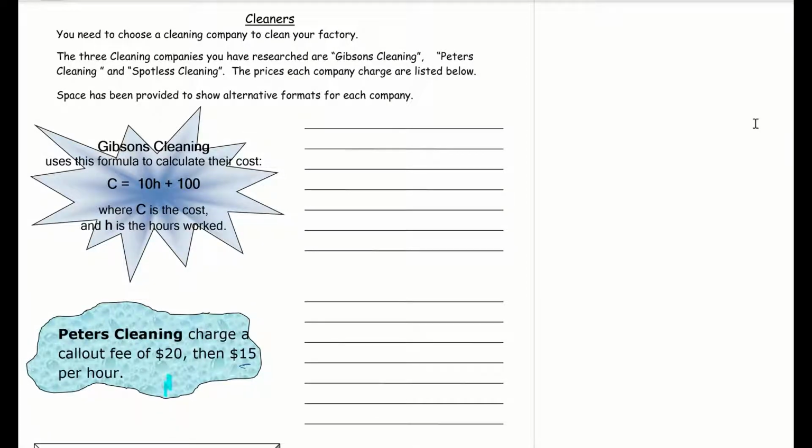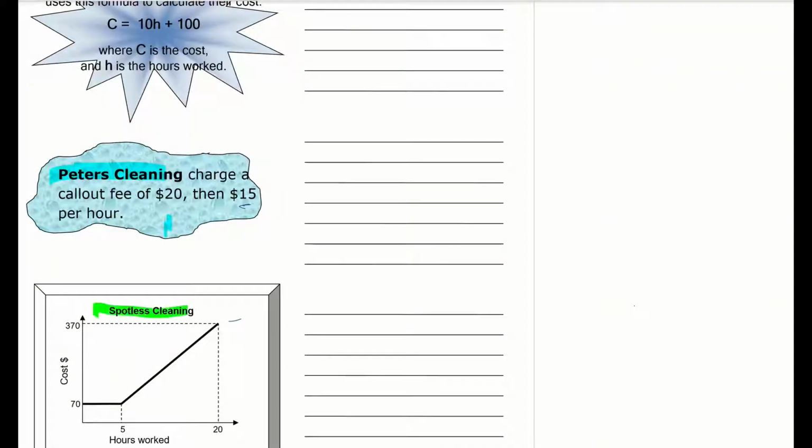Okay, we're looking at the cleaners task and we're comparing three cleaning companies. You always get this comparison thing. So we've got the Gibsons. Here they are. We've got the Peters. He's in blue. Here's Peter. And we've got Spotless. We're going to say is green.